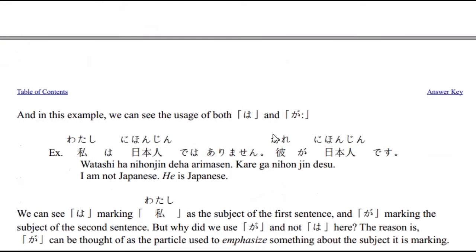And here we have another example that uses both wa and ga in the same idea. 私は日本人ではありません。彼が日本人です。So I'm not Japanese, he is. So here we have wa marking watashi as the subject of the first sentence, and now we have ga marking the subject of the second sentence. We have watashi wa and kare ga. So what's the difference here?